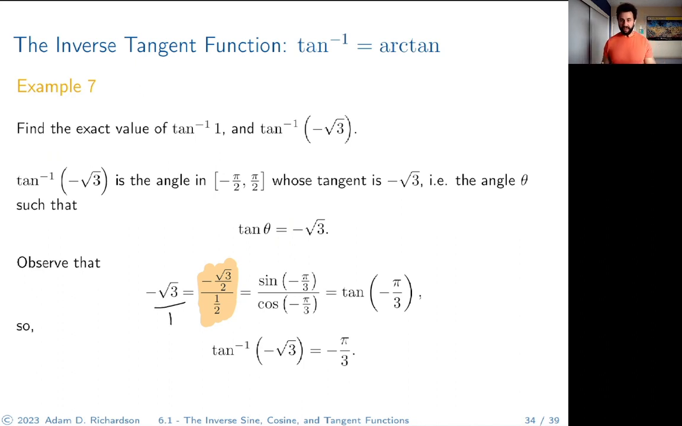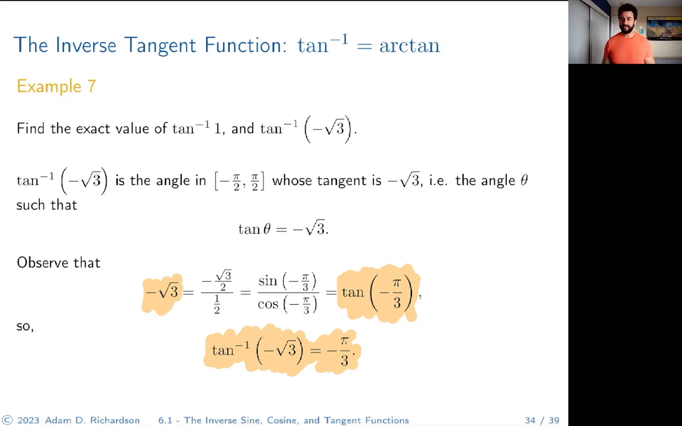Well, negative root 3 over 2 is sine of negative pi over 3, and 1/2 is cosine of negative pi over 3. But sine over cosine is tangent, and so what we get through this string of equalities is that negative root 3 is tangent of negative pi over 3, just like so. So if tangent of negative pi over 3 is negative root 3, then that means that arctangent of negative root 3 is negative pi over 3.